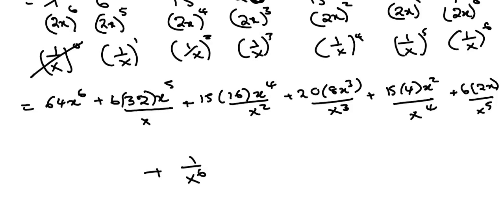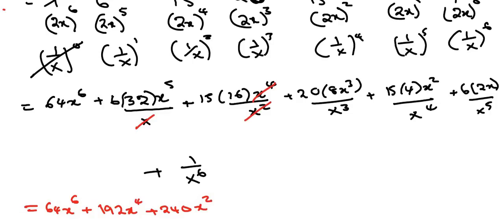Then we simplify and cancel things that are common between the numerator and the denominator. So this is simply going to be simplified as 64 x to the power 6, then plus 6 by 32, which is just 192. This is a 192. 1x can cancel with 1x there. That's going to give us x to the power 4. Then here we're having a 15 by 16. That's 240. This is a 240. Then 2x's can cancel with 2x's there. That's going to be x to the power 2.